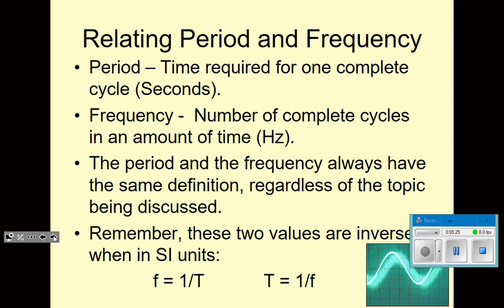So relating period and frequency is period versus frequency. So period is the time required for one complete cycle, so it is in seconds, and then frequency is the number of complete cycles in an amount of time. So again, it's measured in something called a hertz, and hertz is really just seconds to the -1, or 1 over a second. So the key thing about this is that period and frequency, regardless of what we're talking about, is always the same definition, where period is the time for one and frequency is the number of in a certain amount of time.